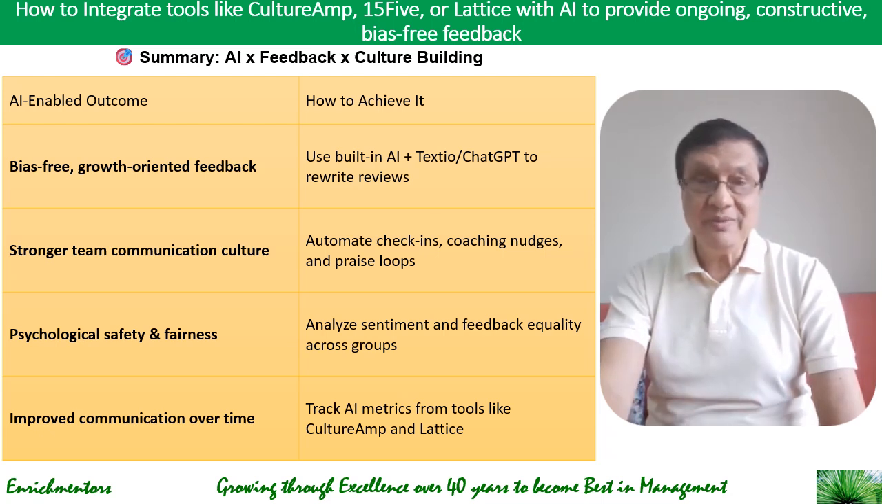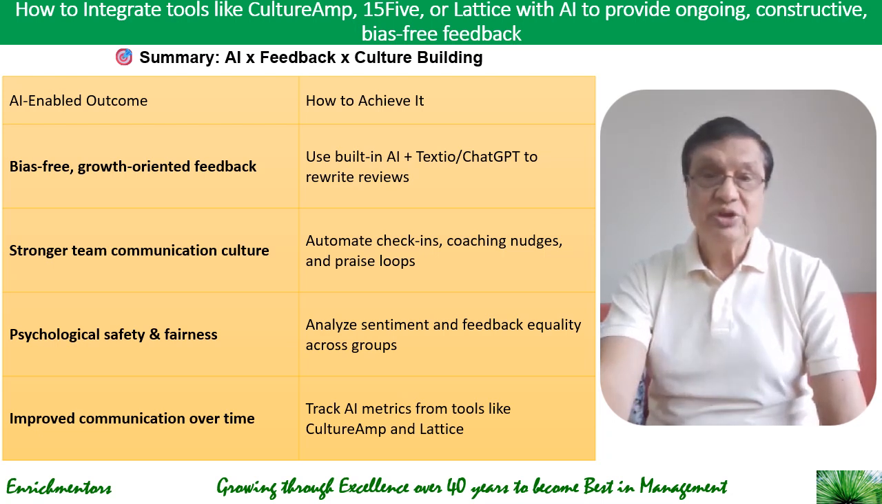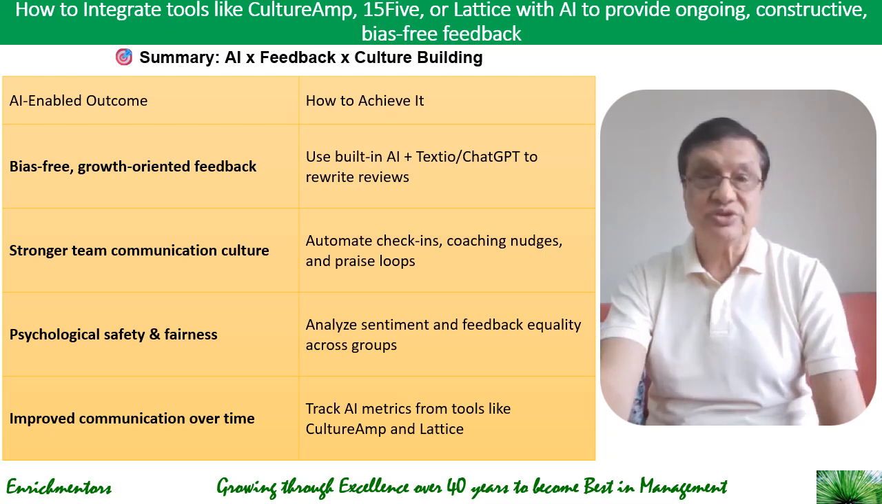For stronger team communication culture, you can automate check-ins, coaching nudges, and praise loops. For psychological safety and fairness, you can analyze sentiment and feedback quality across groups. And for improved communication over time, you can track AI metrics from tools like CultureAmp and Lattice. So that's how you can build the culture using AI tools.